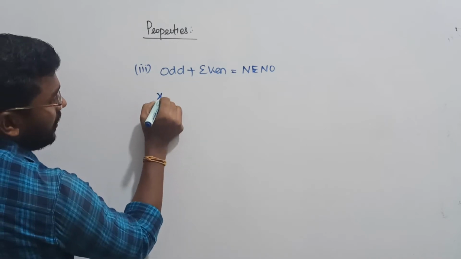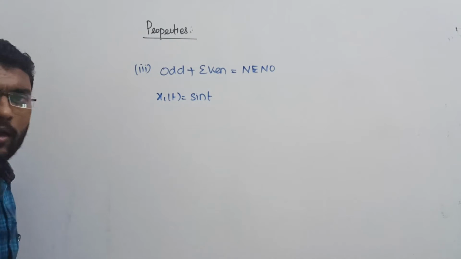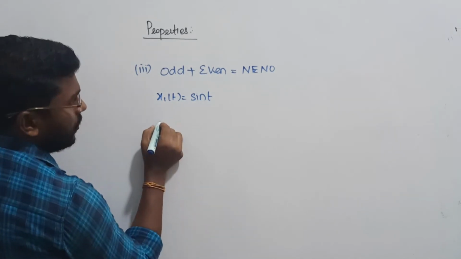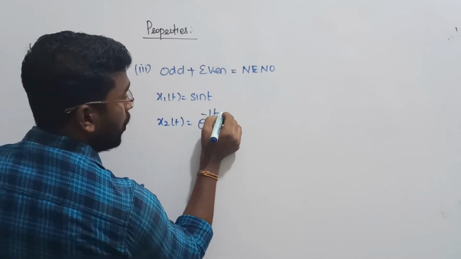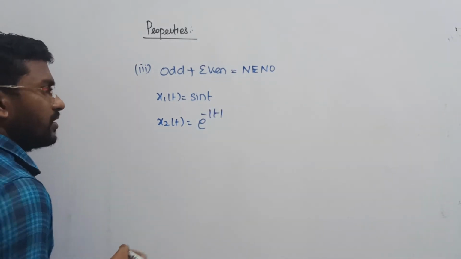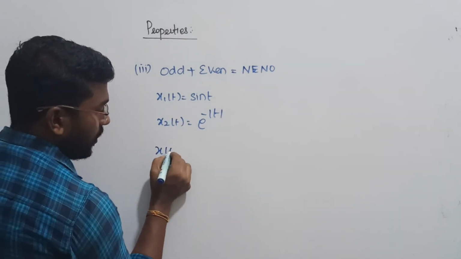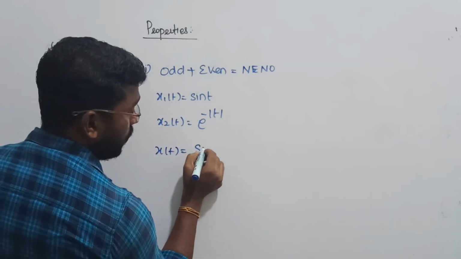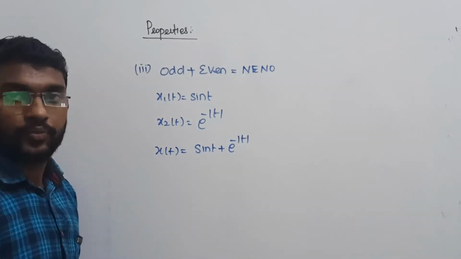For an example, let us consider x1 of t equal to, take one odd signal, sin t. We know that is an odd signal, right? Let me consider one more, an even signal. Let us consider x2 of t is equal to e power minus mod t. Let me add these two signals. We know this is an even signal, this is an odd signal. If I add them, in the resultant x of t will be the combination of the odd signal sin t plus e power minus mod t, the even signal. Shall we proceed with this?